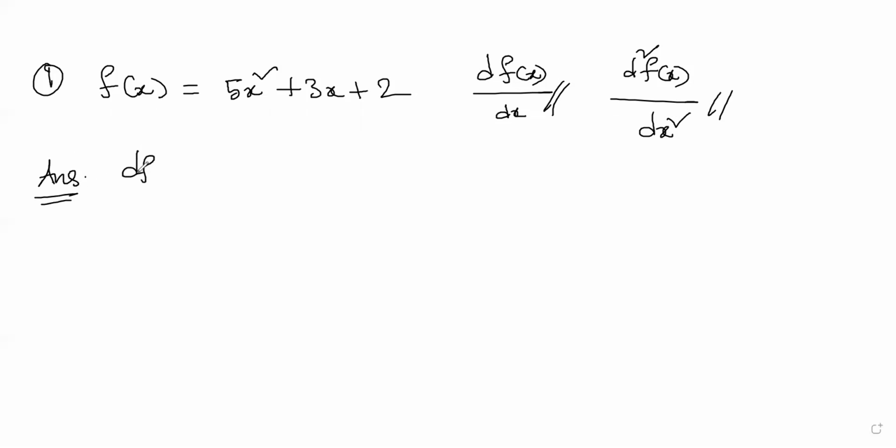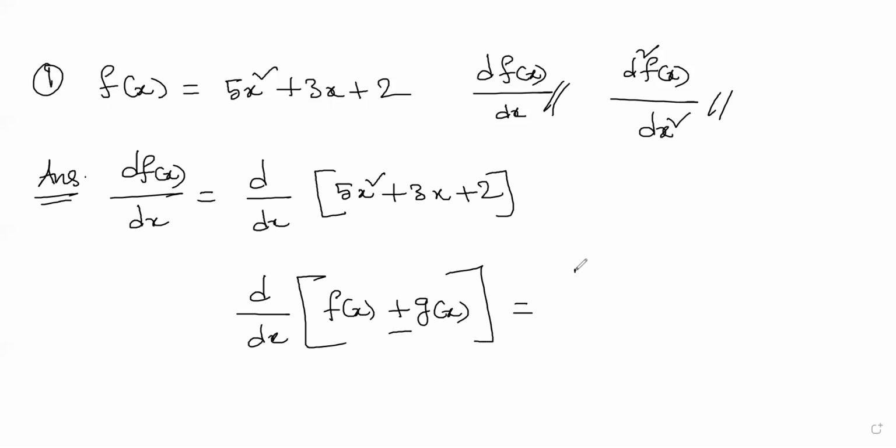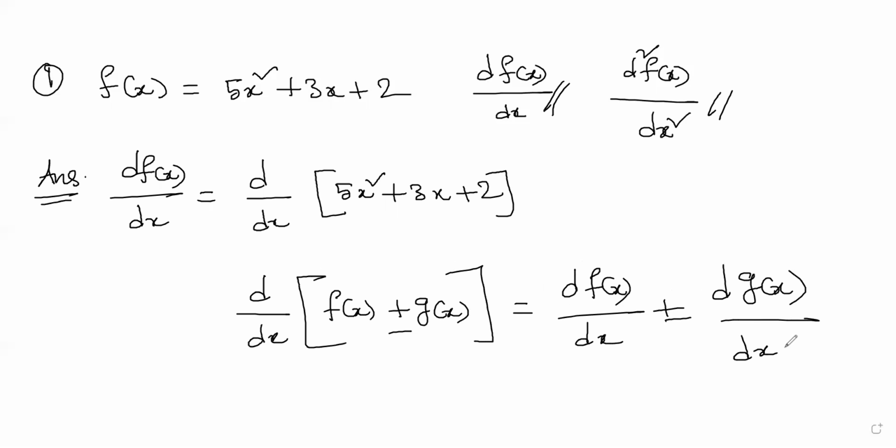What is it? df of x by dx is what we have to solve. Now we'll write like this: d by dx of whatever is f of x, that is 5x square plus 3x plus 2. So for derivatives, d by dx of, suppose you have something like f of x plus or minus g of x, you can simply write it as df of x by dx plus or minus dg of x by dx. Like this you can write and separate and do the derivative.